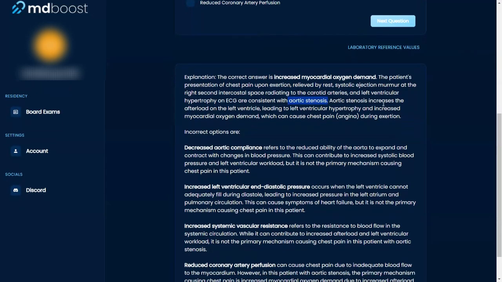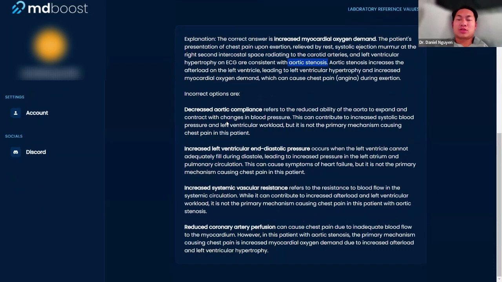Okay. So remember, aortic stenosis increases afterload of the left ventricle, which causes left ventricular hypertrophy, and then increased myocardial oxygen demand, which causes angina during exertion.